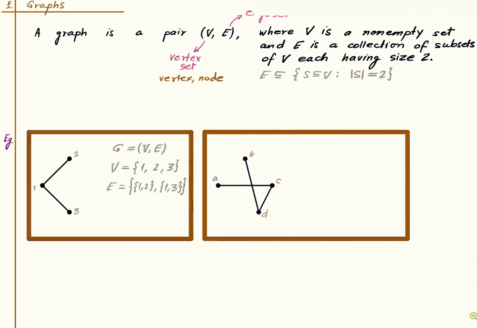Another example: here we have 4 nodes which are labeled A, B, C and D. So what is this trying to capture? This is trying to capture the graph G, which is again a pair of 2 things, V and E. V is the 4 nodes, and what are the edges? The edges are AC, BD, CD, and that's it. 3 edges.